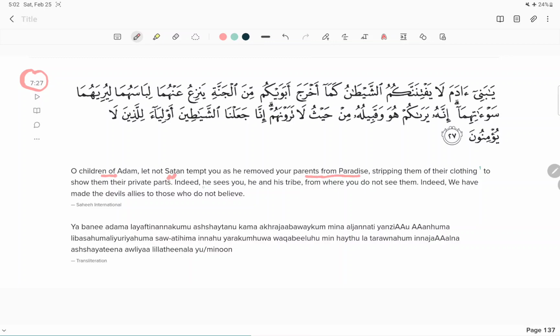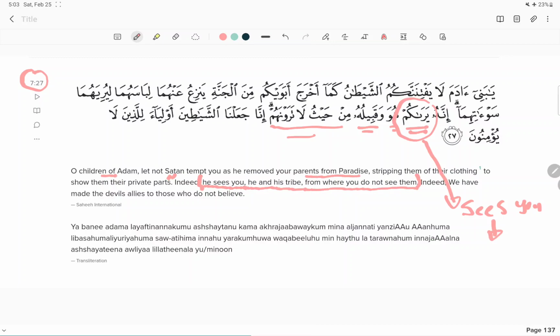It says, indeed, he sees you, he and his tribe, from where you do not see him. So I want you to pay attention to this part. I'm going to read it also in Arabic. Innahu, without any doubt, definitely, indeed, yarakum. He sees you, him, basically Iblis and his clan, while you do not see them. So yarakum, he sees you. This is really important. You have to pay attention. He sees you.